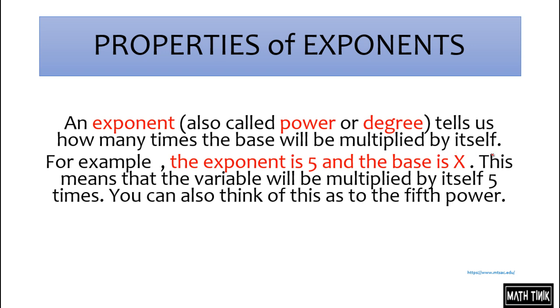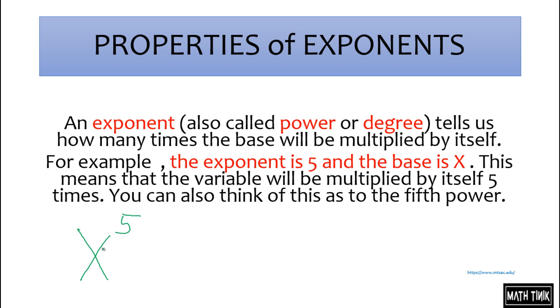be multiplied by itself. For example, the exponent is 5 and the base is x. This means that the variable will be multiplied by itself 5 times. You can also think of this as to the 5th power. So exponent is just how many times you multiply your base. So for exponent, or for x raised to 5, here your x is the base, your 5 is the exponent.